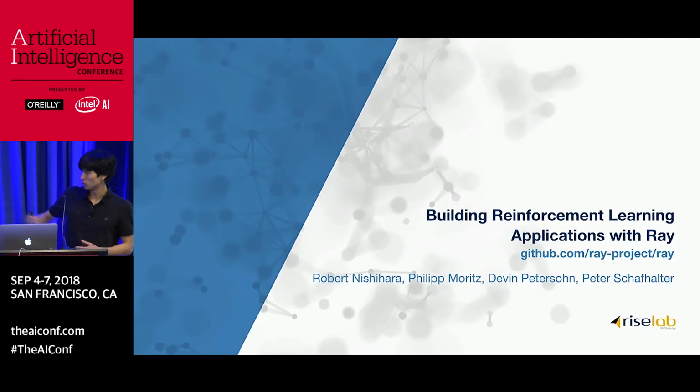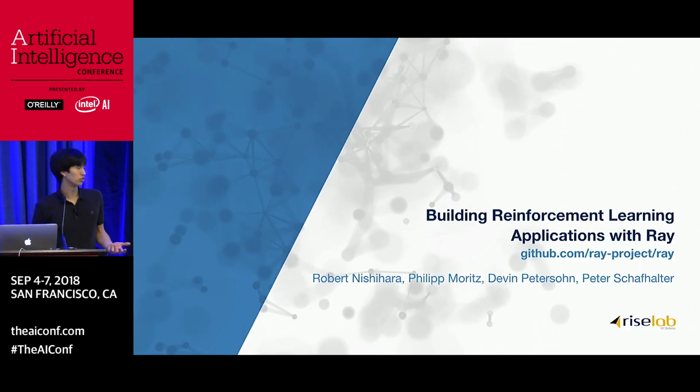So I just want to quickly introduce Devin and Peter and Philipp, and I'm Robert. We're all here from UC Berkeley. We're grad students at Berkeley working on distributed systems and machine learning and reinforcement learning and this whole space of problems.